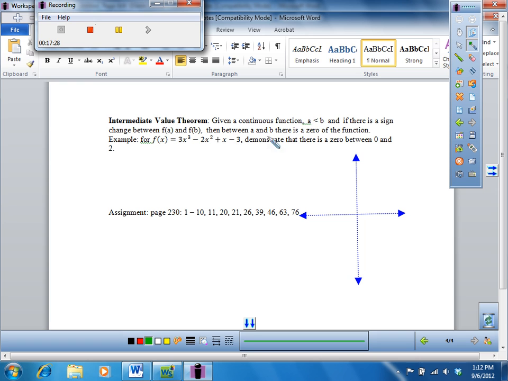In other words, here I have f of a. If I plug in, here's 0, right? And here's 2. Got it? There's 2. So f of 0, you guys can do that really quick in your head. What's f of 0? No. 0 minus 0 plus 0 is negative. F of 2 is a little bit more complicated. F of 2, what's that?